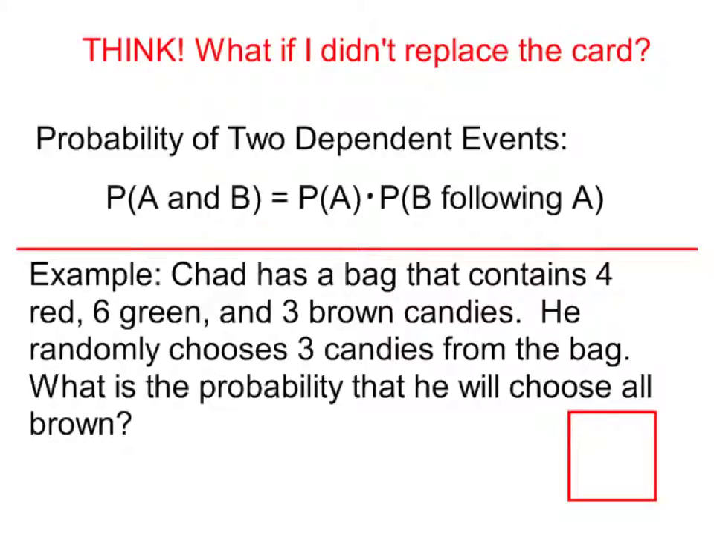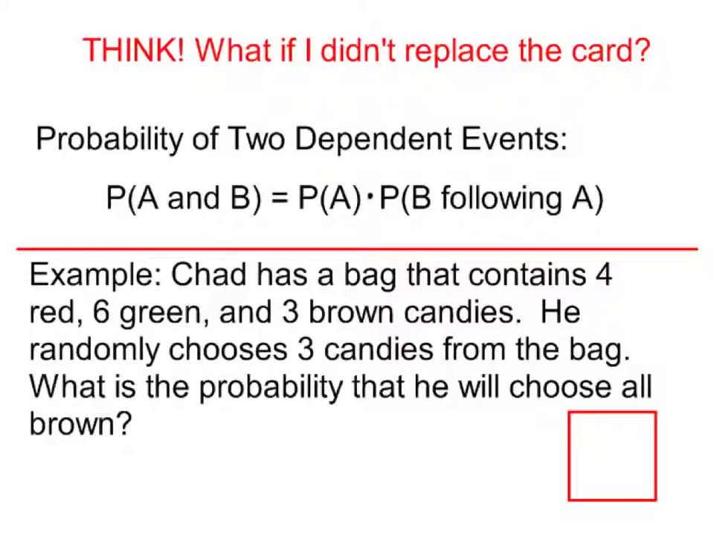Think now, what if I hadn't replaced the card in that earlier example? That would mean that the second card's drawing would definitely be impacted by what happened with the first card. When we do this, we simply take the probability of the first event happening and multiply that by the probability of the second event, considering that the first event has already happened.